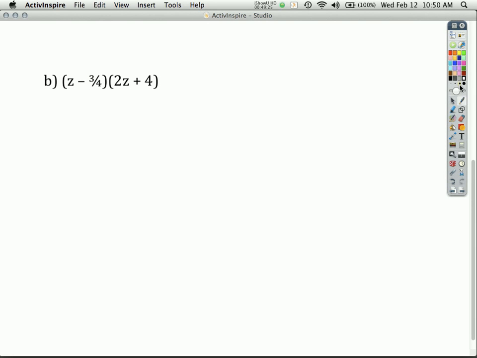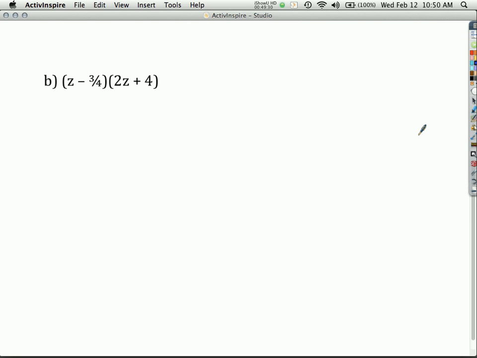We're going to use FOIL, and we're going to do a lot of it mentally. We're not going to write the F, the O, and the I, and the L. We should now have that in our heads, and we just need to know which two terms to pick out. So the F's, z, 2z, so we're going to get 2z squared. So we did it mentally right away. Plus the outer, z times 4, 4z.